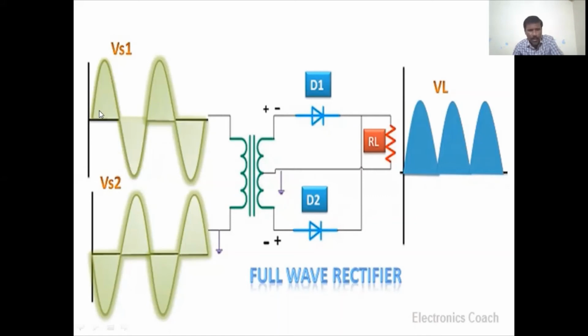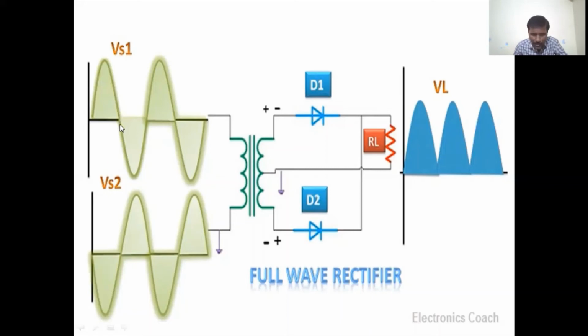VS1 is the input to diode D1 and VS2 is the input to diode D2. When the positive half cycle enters diode D1, the negative half cycle enters diode D2. Then D1 is forward biased and D2 is reverse biased. So this diode conducts, and this diode is not in a conducting position.